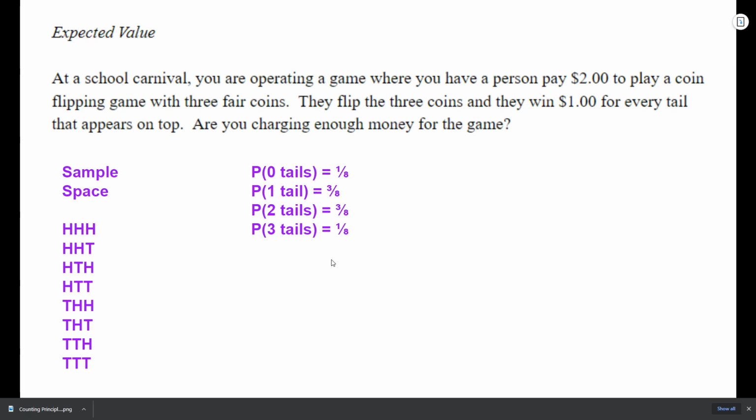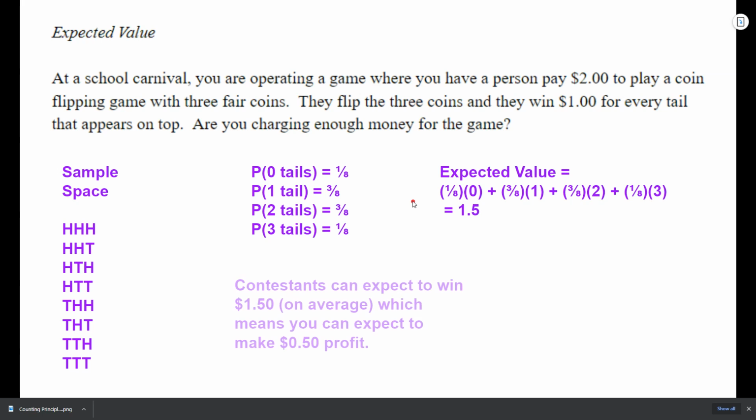Also thinking in terms of this game, if you get 3 tails, you get $3. So expected value would be 1/8 times the value $0, since you get $0 with 0 tails, plus 3/8 times $1, plus 3/8 times $2, plus 1/8 times $3. You do that all, and you get 1.5. So contestants can expect to win $1.50 on average, which means you can expect to make 50 cents of profit overall on average per person.